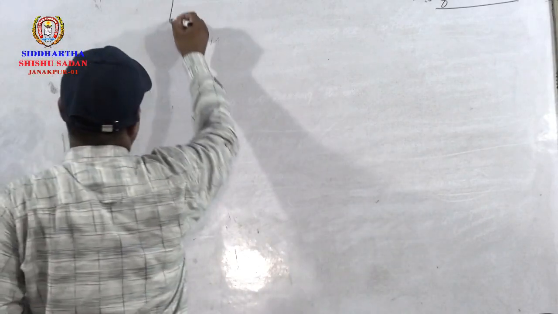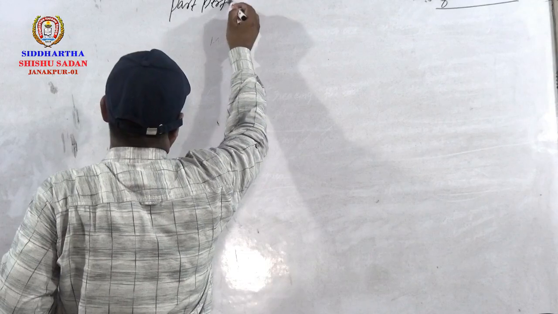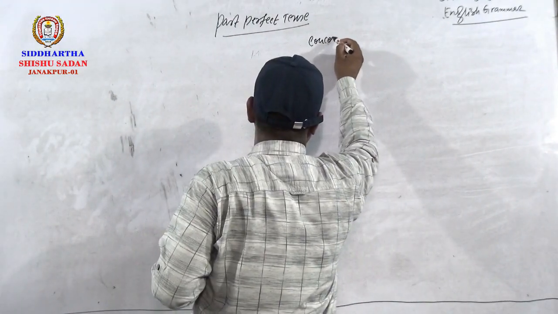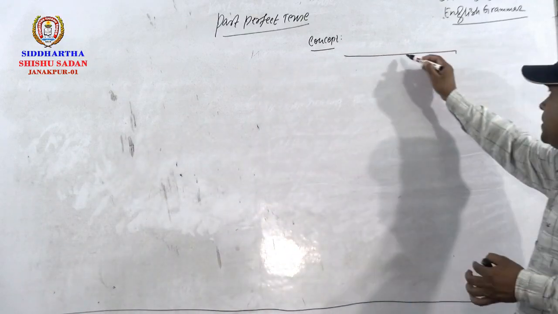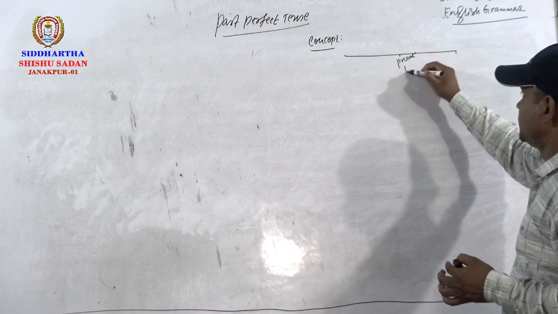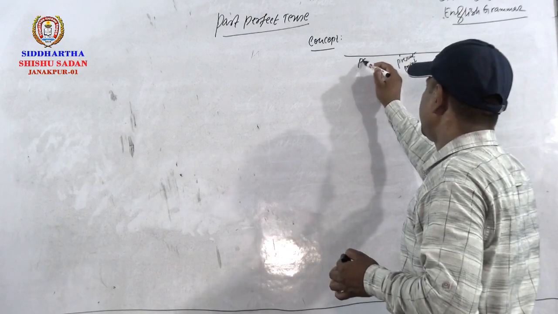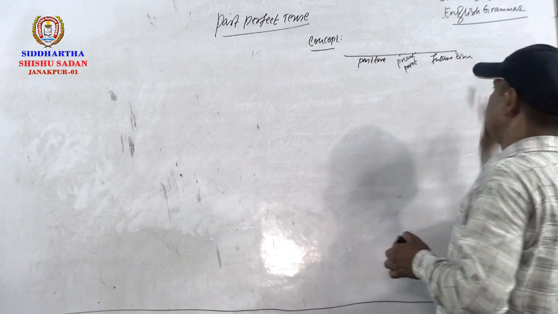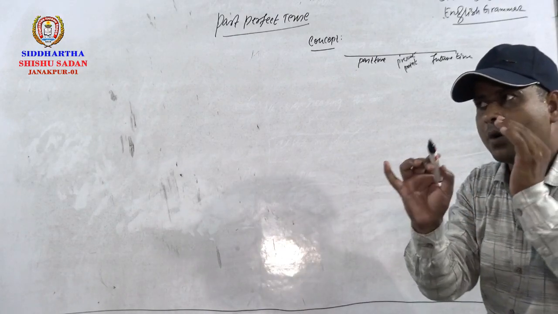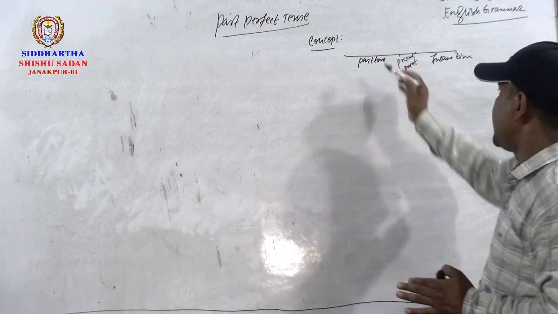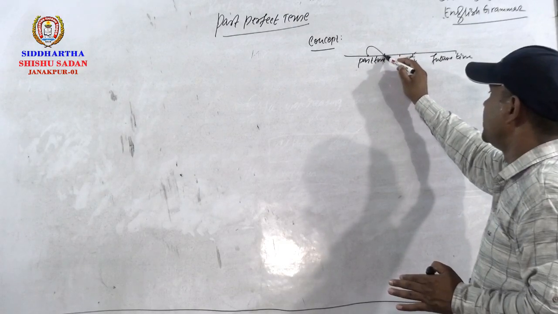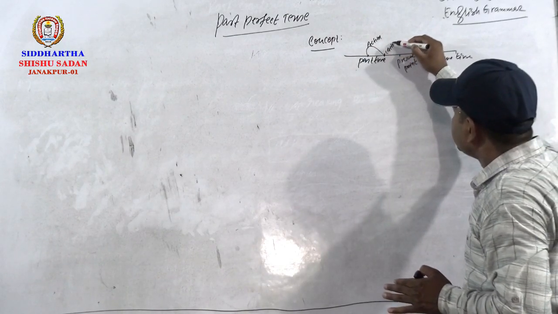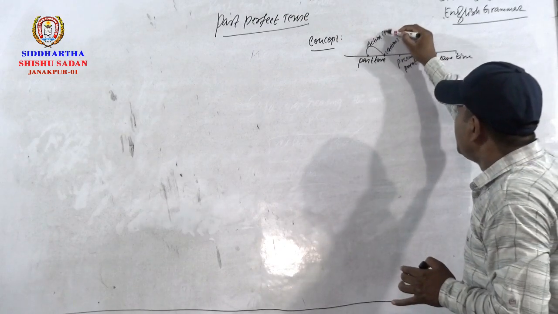Now let's talk about past perfect tense. Again, as usual, watch the concept here. See, dear students, see the line here, present point. From here to the left, past time, and to the right, future time. Dear students, see past perfect tense. What sort of action is denoted by past perfect tense? Any action that began here and completed. See, this is the action, and this is also the action. Past. This is the past perfect action.